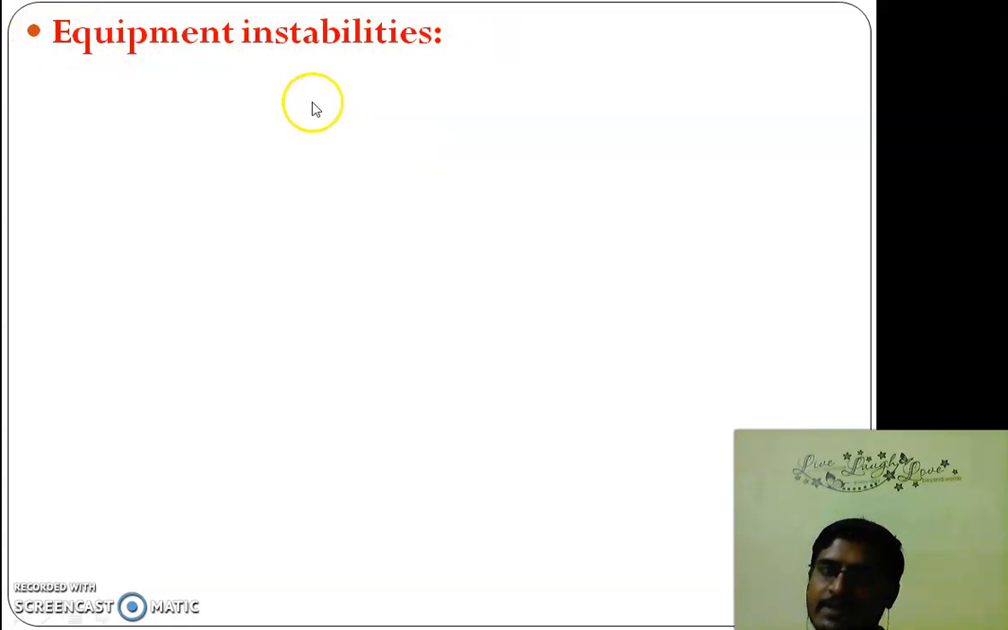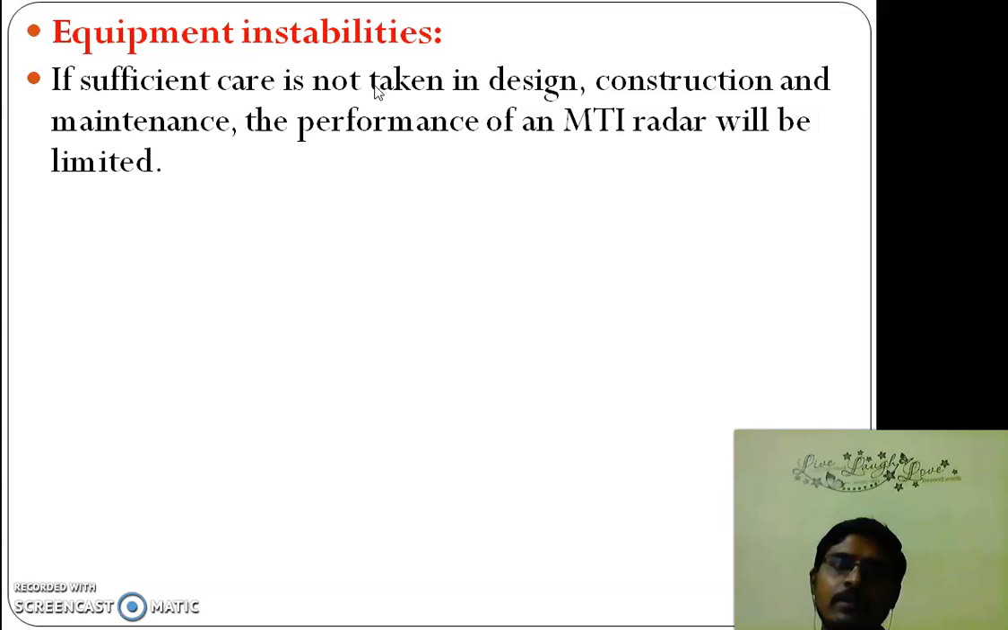Equipment instabilities. I'll explain this. If sufficient care is not taken in design, construction, and maintenance, the performance of MTA radar will be limited. After design and construction there is maintenance. If we do not properly maintain it, the performance of MTA radar will be limited.